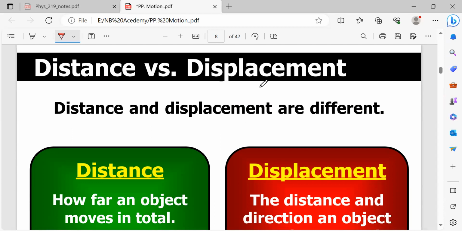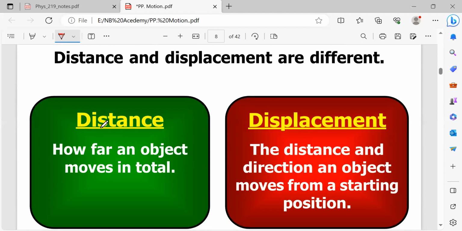We've mentioned that we have distance and displacement. Actually, distance and displacement both are length. But what is the difference between them? The difference is that distance is a scalar quantity, but displacement is a vector quantity. So distance is how far an object moves in total, the actual length covered by the object. But displacement is the distance and the direction an object moved from a starting position.